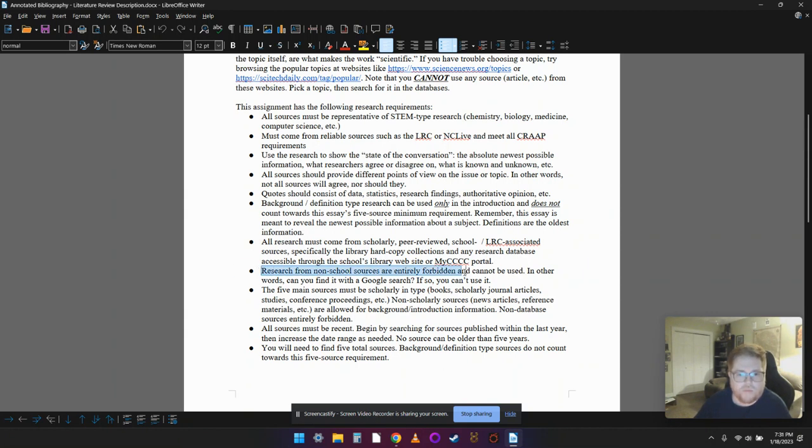So anything that comes from non-school stuff, can't use. If you can find it on Google, you can't use it. So don't even bother looking there, because anything you do find, can't use it. So these need to be scholarly sources, and 5 total. And there, like I said in class, there's no hard and fast rule that says you have to use journal articles, but you do have to use journal articles, just based on the nature of how this stuff works.